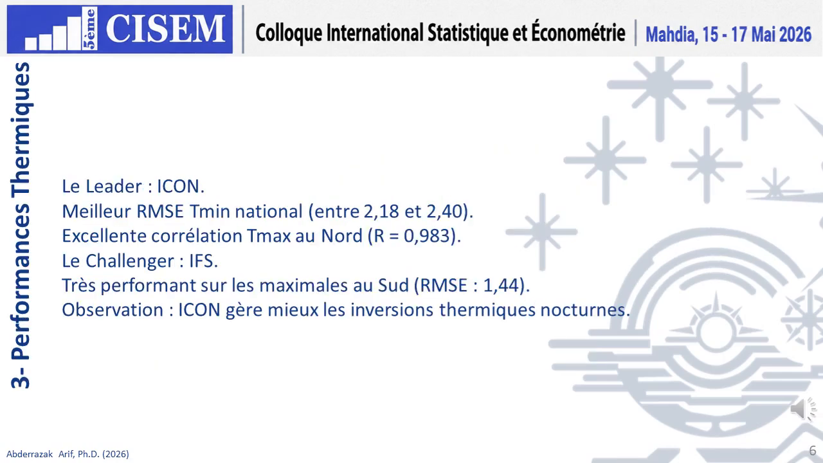Thermal performance analysis: our results indicate that the German ICON model is the top performer. Overall performance: all models showed high correlation coefficients, consistently exceeding 0.90. Regional highlight: the highest correlation for Tmax, maximum temperature, was observed in the north, reaching an impressive R equals 0.98.